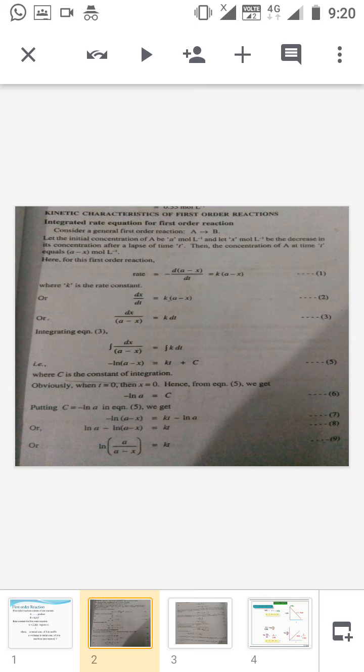So consider the reaction A gives B and A is the initial concentration of the reactant A. The initial concentration is represented by small a in the unit mole per liter, and after the time t the concentration of the A becomes A minus X. The change in concentration of A is equal to A minus X minus A, that's equal to minus X. Change in concentration means that is the difference in concentration.